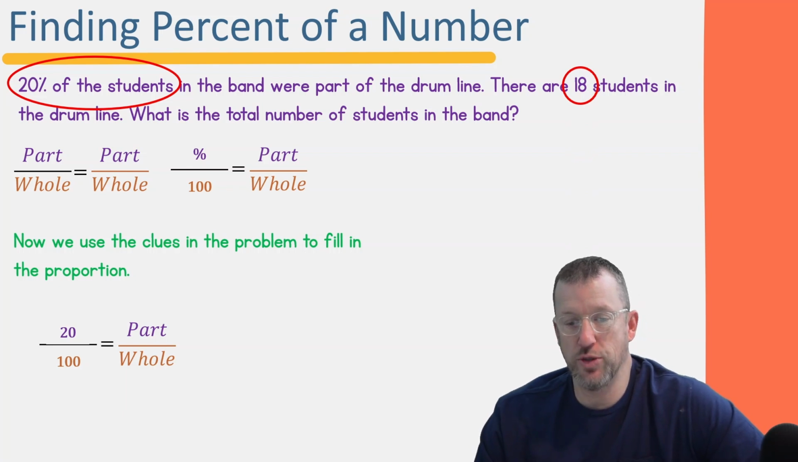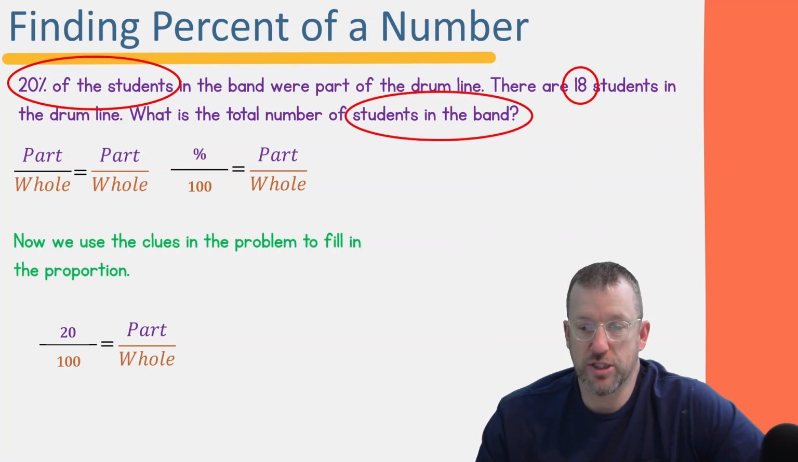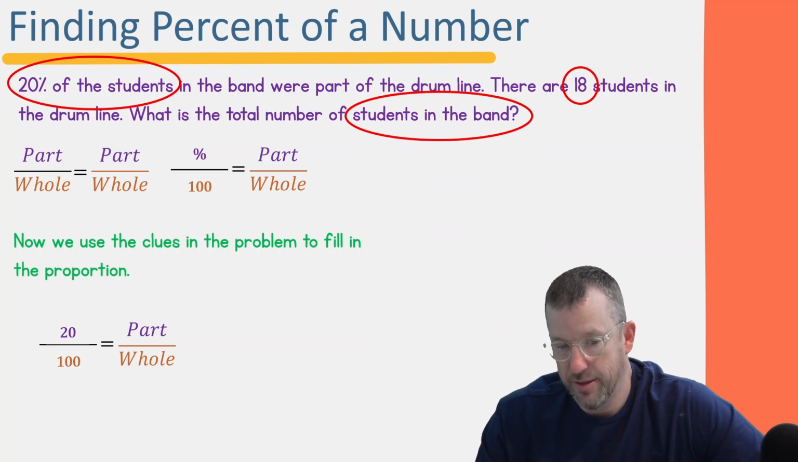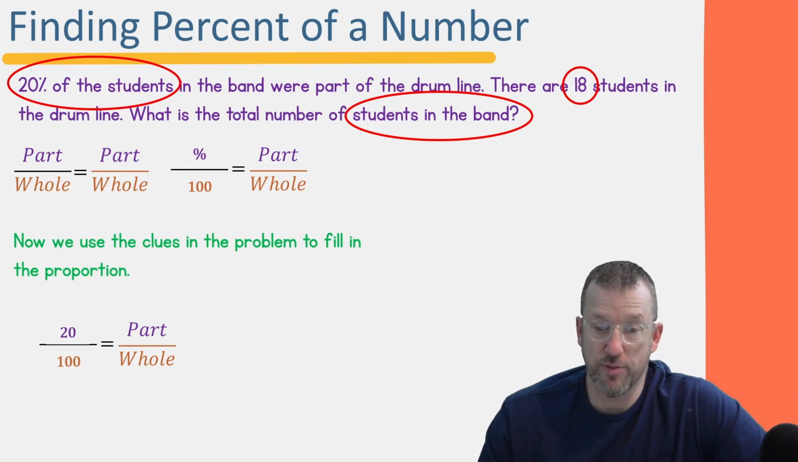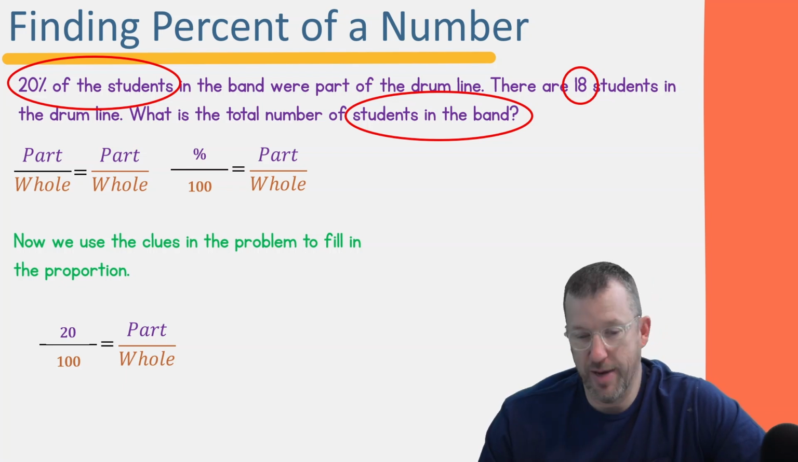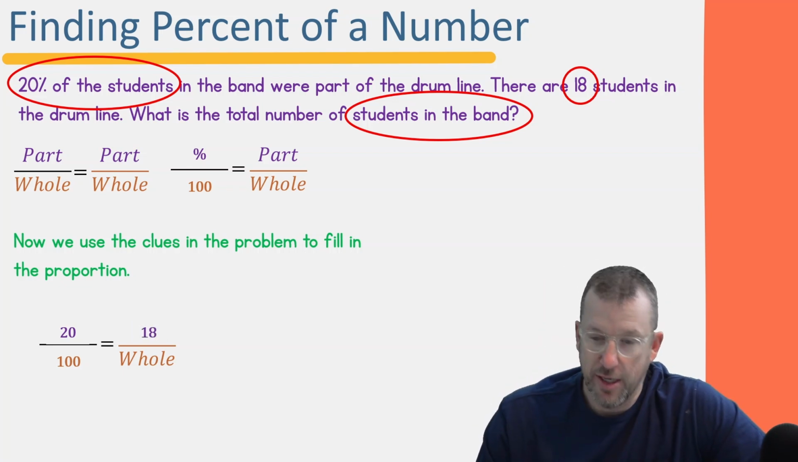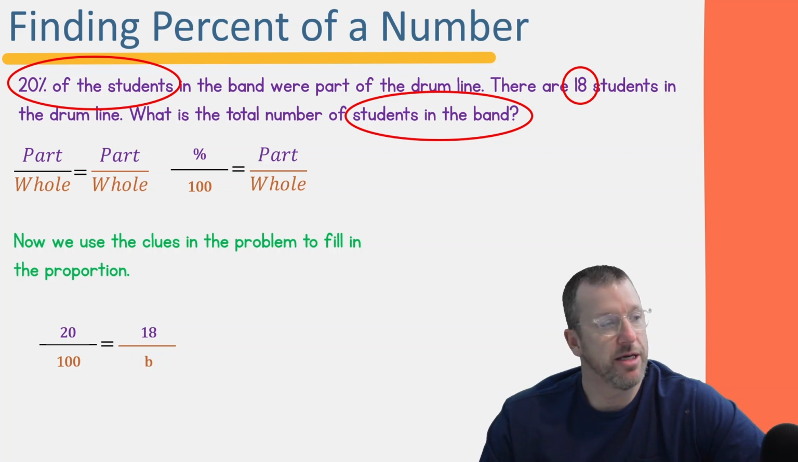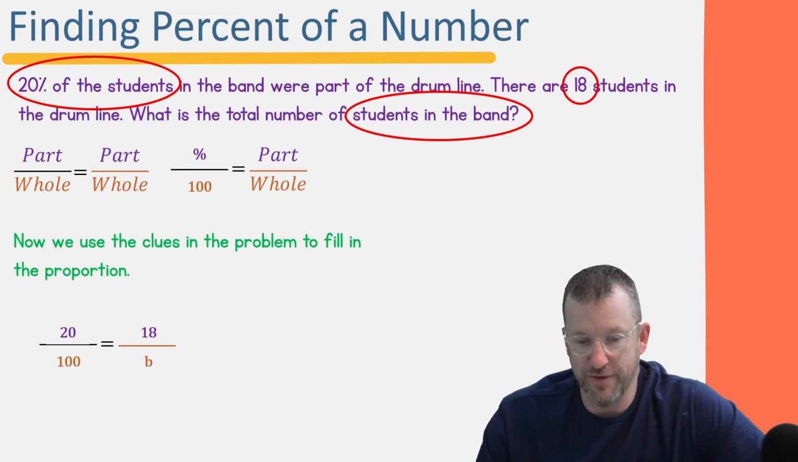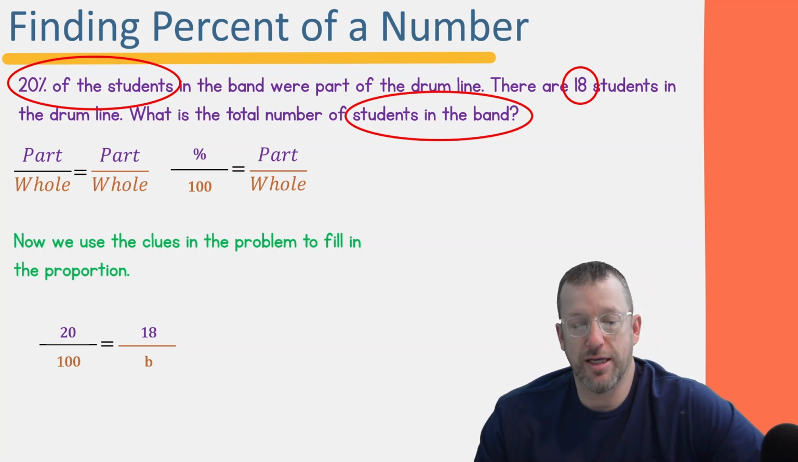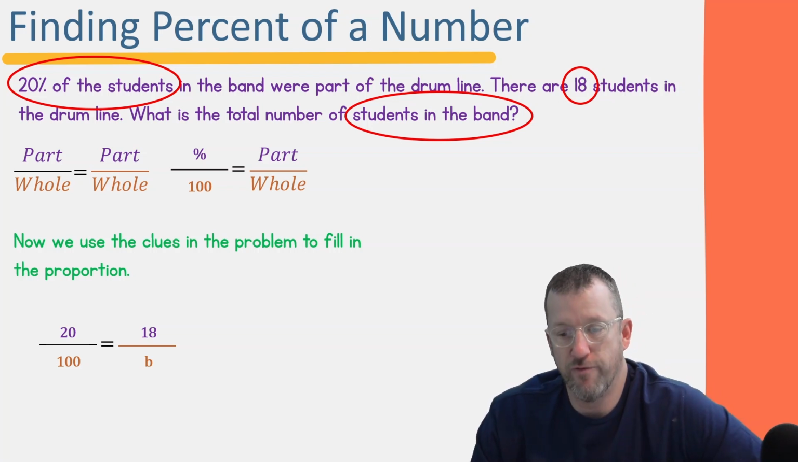There are 18 students in the drum line, and our other clue is students in the band. We are comparing the drum line to the whole band. So again, the 20% was the 20% of the drum line, and we know that 100 represents the whole band. And 18 represents the students in the drum line, so that's going to go on top. And students in the band is what we don't know, so that becomes our variable. And now we've got ourselves a thingy thing, don't we? We got a proportional relationship set up where our labels are correctly lined up. On the top, we have the drum line, and on the bottom, we have the whole band. Part over whole.